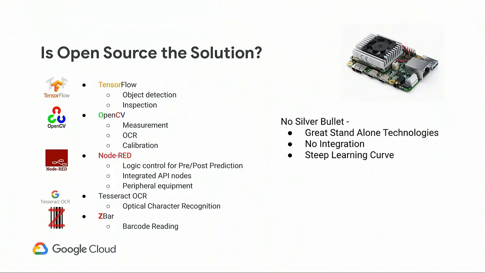Is open source the solution? Well, TensorFlow is a great object detection tool. OpenCV is good for measurement and calibration. Node-RED is good for logic control and allows you to connect to peripheral devices. Tesseract OCR is the number one optical recognition software available today. And ZBar is a good tool for reading barcodes. But not one of these is a silver bullet. Each one of them comes with its own steep learning curve, and integration between them is non-existent.